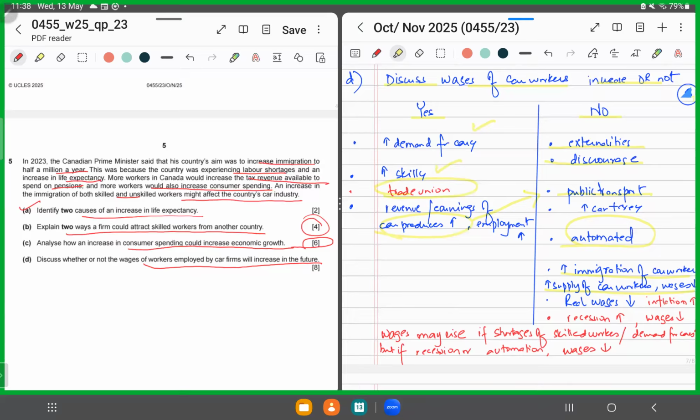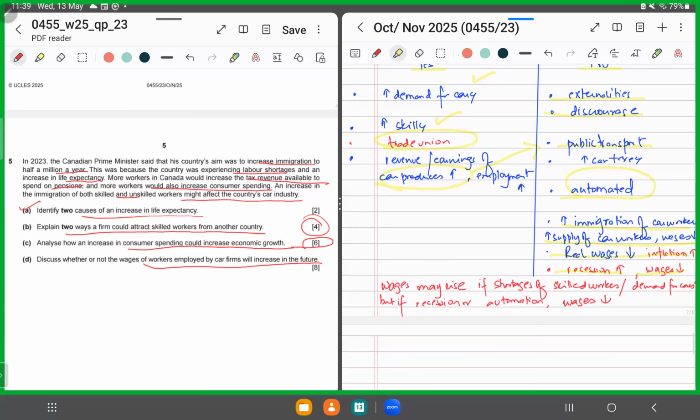It could also be that if inflation in future rises, instead of wages improving, real wages could fall. So car workers might experience a fall in their wages. Or if in future recession is there, again the real wages are going to fall. So you can conclude that yes, wages may rise if there are shortages of skilled workers, or if the demand for cars increases in the future. But if the economy experiences a recession, or if automation increases, it might be possible that these car workers might experience a fall in their real wages.